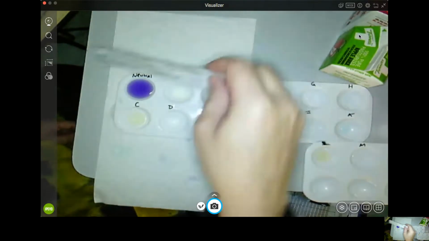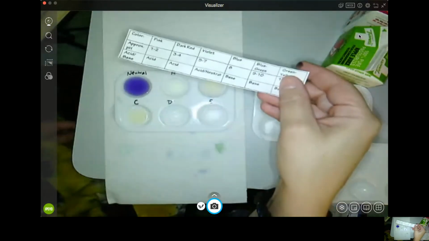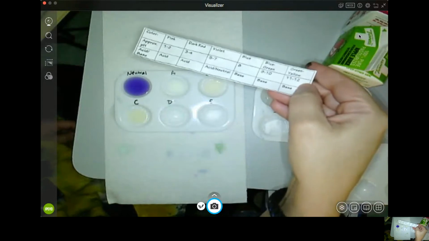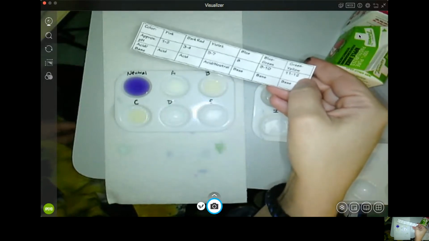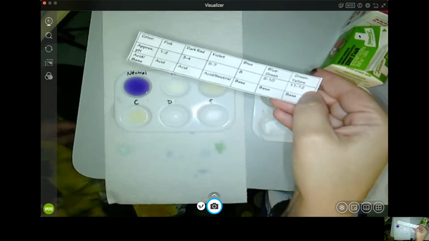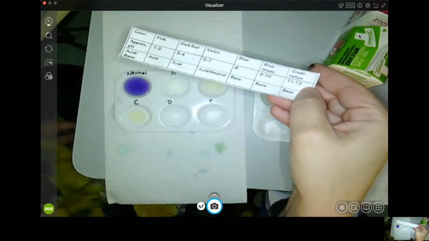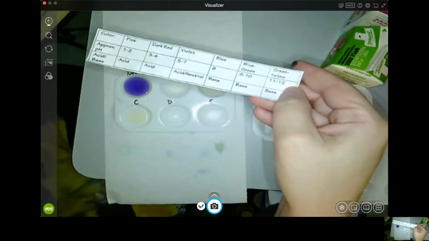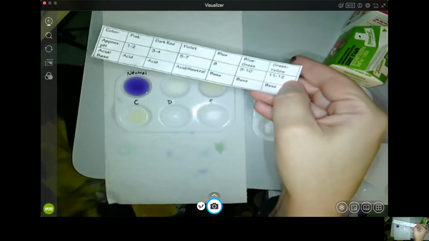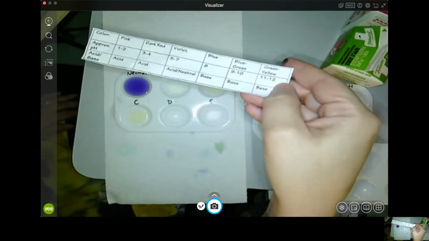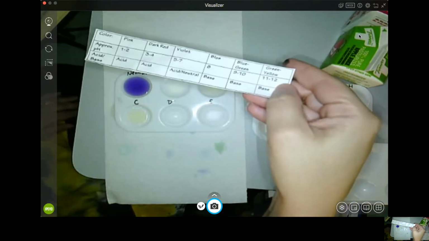If you look at this little slip here, can you guys see that? This is what we're going to use as our reference. So if it is pink, if it turns pink, that's an acid. It's going to be in the 1 to 2 range. A dark red is 3 to 4, so again, acidic. A violet is going to be a 5 to a 7. That's going to be slightly acidic to neutral.